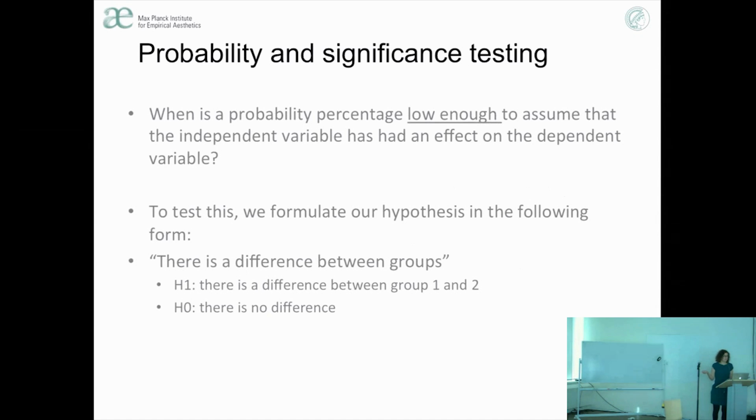When is the p-value low enough to assume that the independent variable had an effect on the dependent variable? To be able to answer this question, first we have to rephrase our research question into a testable hypothesis. The hypothesis in inferential statistics, or in empirical methods, always needs to be concerned with a difference between groups. It should be formulated as such: there is a difference between group 1 and 2. This would be your H1, your hypothesis 1. You should also be able to formulate the logical opposite of this H1, which would be your H null, or H0, namely that there is no difference between group 1 and 2.